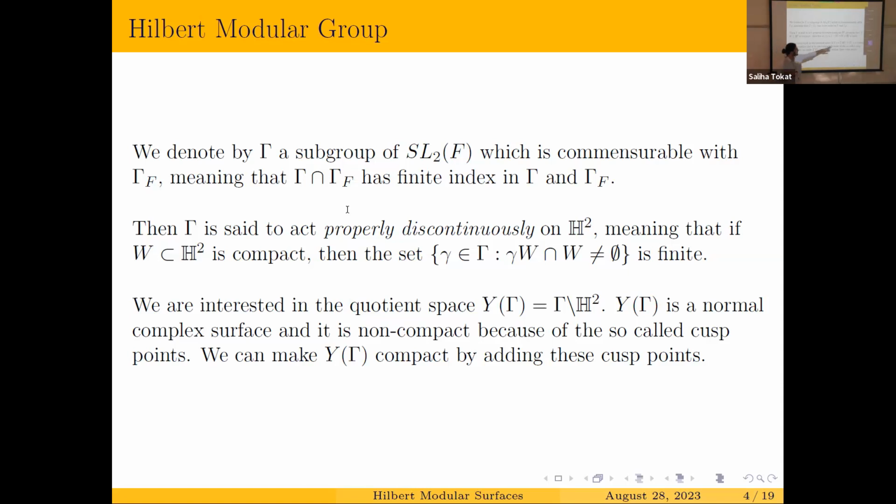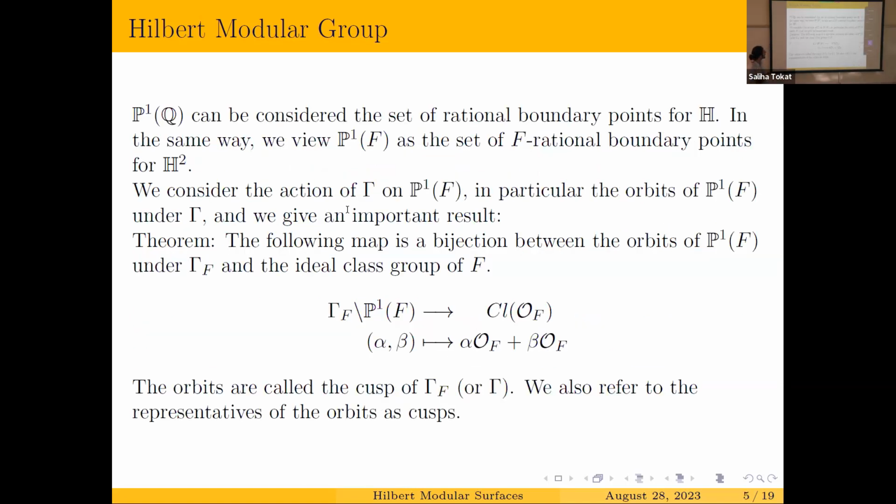Now, in the 2-dimensional case, it's very similar. We consider this as the analogous quotient. And by the way, we don't define gamma as gamma F. It can be any subgroup, so we can have more than one cusp. We can have different cusps. We want to make this space a compact space. So to do that, we will look at the action of gamma on P1F.